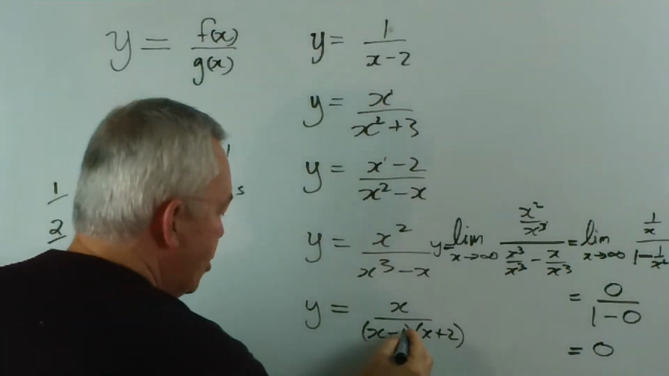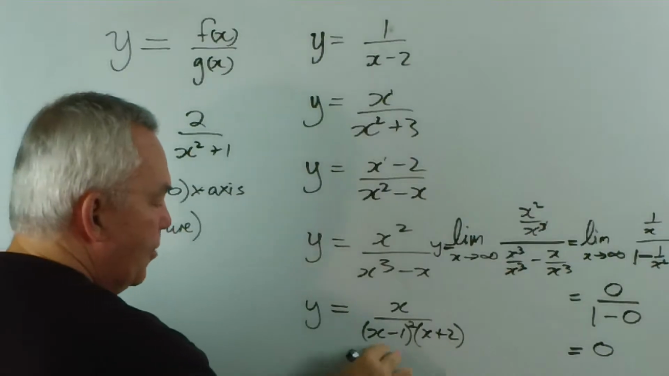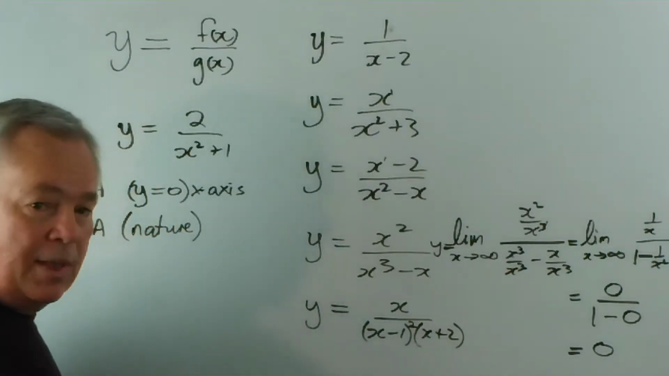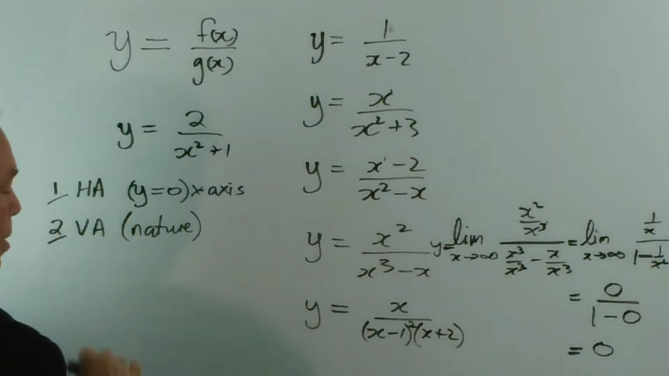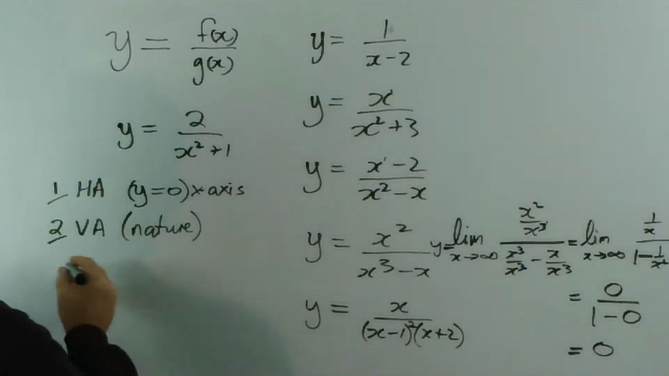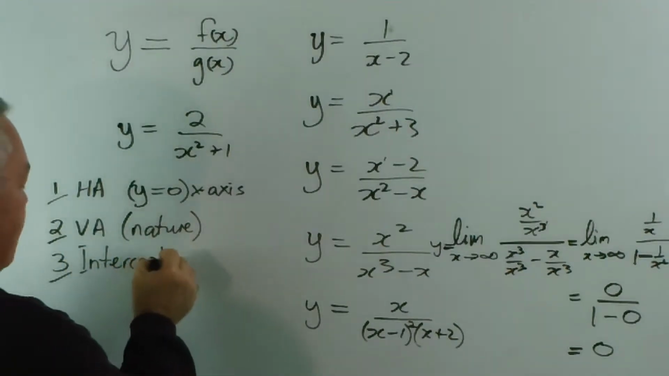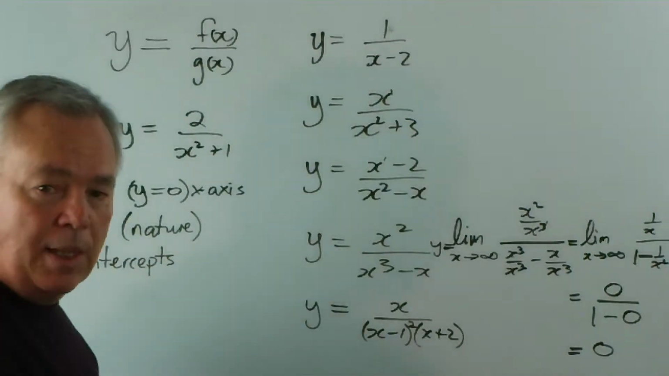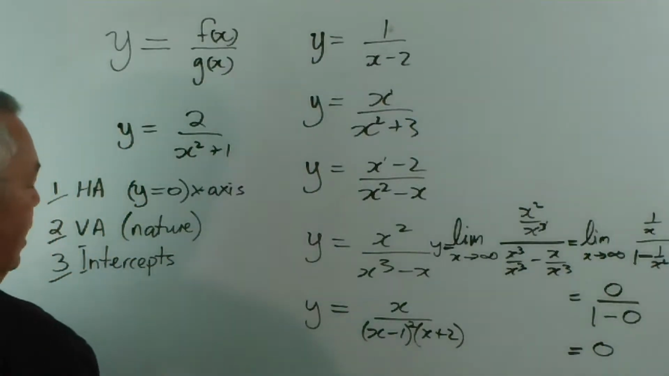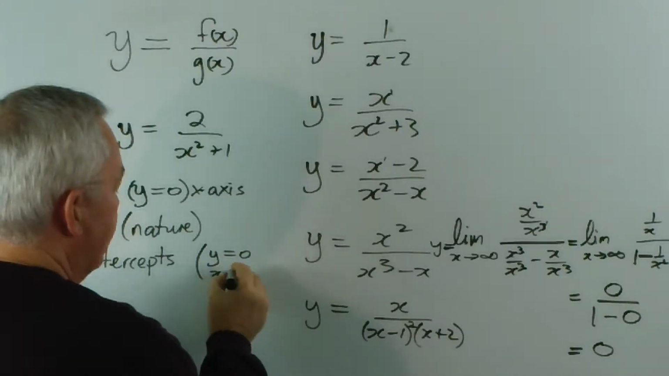When I'm talking about nature, it may be that one of these factors is squared, in which case I have a double asymptote. That's what I'm talking about, the nature of how the curve's going to behave around a double asymptote. The third thing we look for are intercepts. Intercepts always help us in graphing, and to find intercepts we substitute y equals 0 and x equals 0.